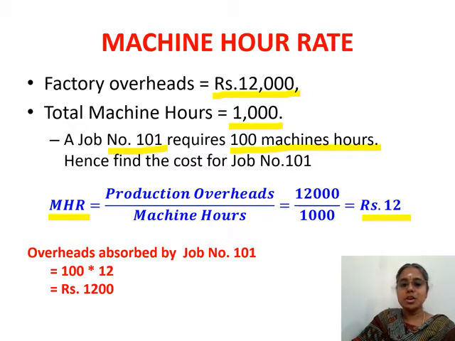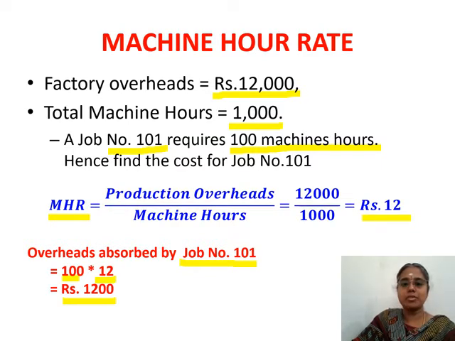So from this, how can you charge for job number 101? For job number 101, the machine hours is 100. So 100 into the machine hour rate of 12. So you get rupees 1,200 as the cost for that job order, or overheads absorbed by the job order.